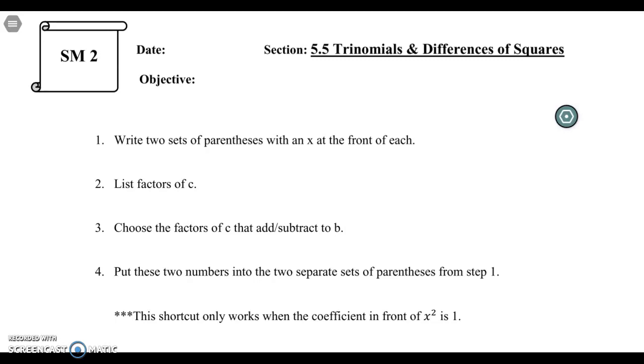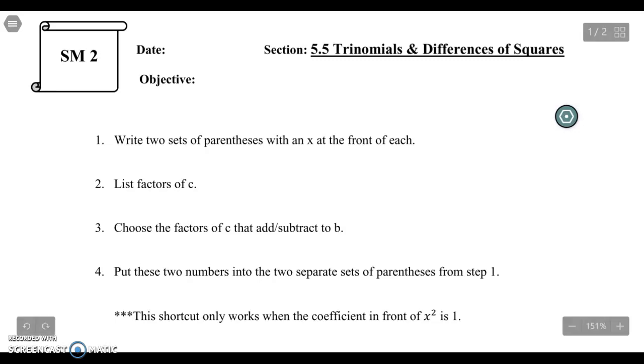Okay, today we're going to learn two new factoring methods, and they're both actually pretty easy. They're kind of the shortcut methods for a lot of these. First we're going to talk about factoring trinomials, and we actually already talked about this last time. So now we're going to talk about a special kind of trinomial.